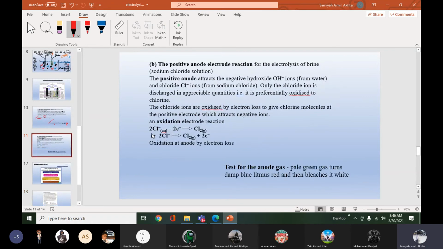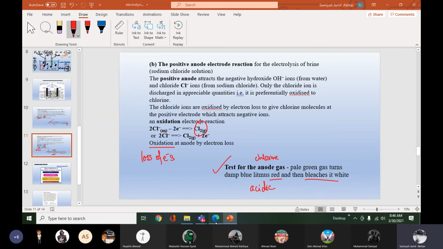Then the next slide, anode. What will happen at the anode? Chloride ions will lose 2 electrons and become chlorine gas. Loss of electrons is oxidation, so oxidation happens at the anode, and we get chlorine gas there. The test for the anode gas, the chlorine gas, is that a pale green gas turns damp blue litmus paper first red because it's acidic, and then it bleaches it white because it is a bleaching agent. So first red and then white.